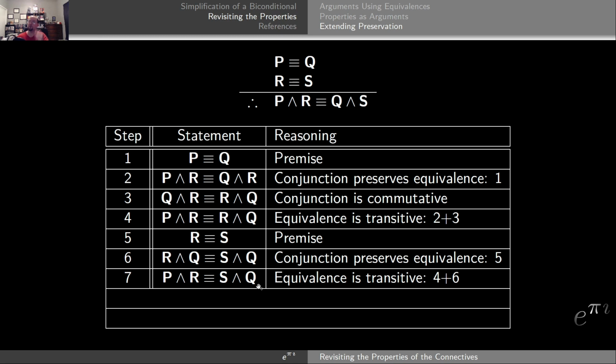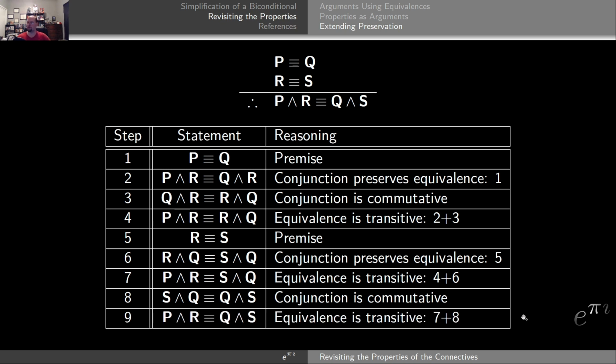I just need to commute them back. So I take S conjunction with Q and reverse it. S conjunction with Q is equivalent to Q conjunction with S. By transitivity, P conjunction with R will now be equivalent to Q conjunction with S, giving me the conclusion that I wished.